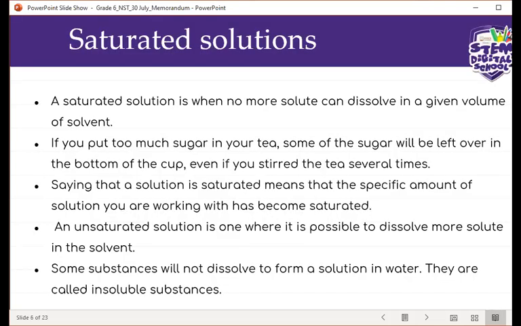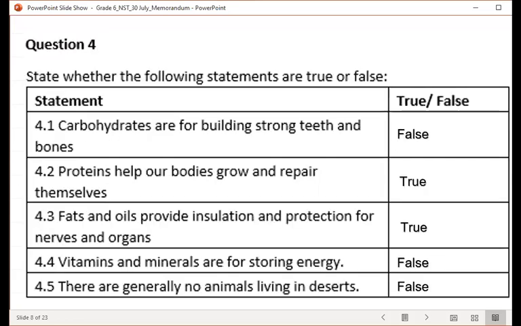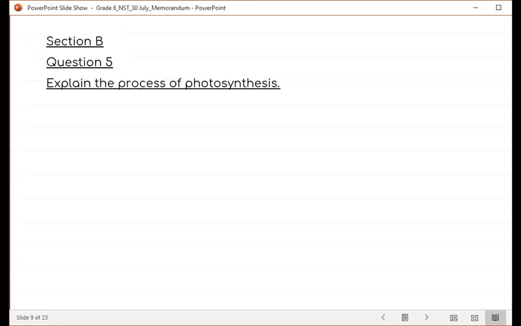Then we went through saturated solutions, which I believe we all understand now. We also looked at question 3: 3.1 was the iodine solution, 3.2 was ecosystem, 3.3 was decomposers, 3.4 was food web, and 3.5 was mixture. Then question 4: we said carbohydrates are for building is false. 4.2 was true, 4.3 was also true, 4.4 was false, and 4.5 was also false.